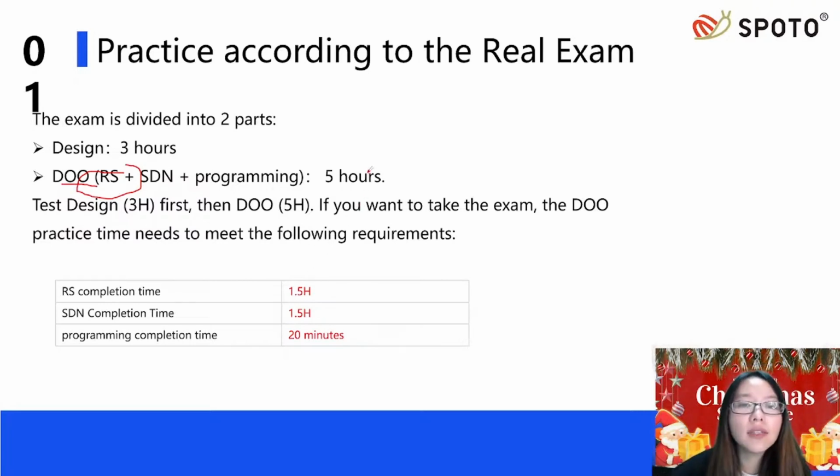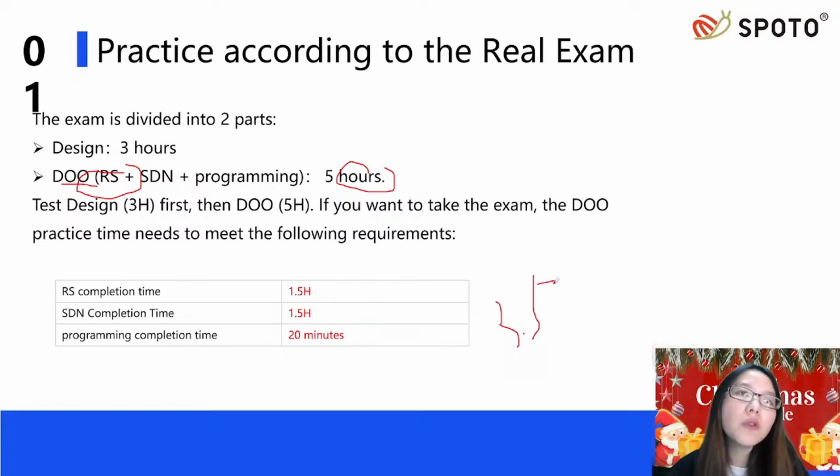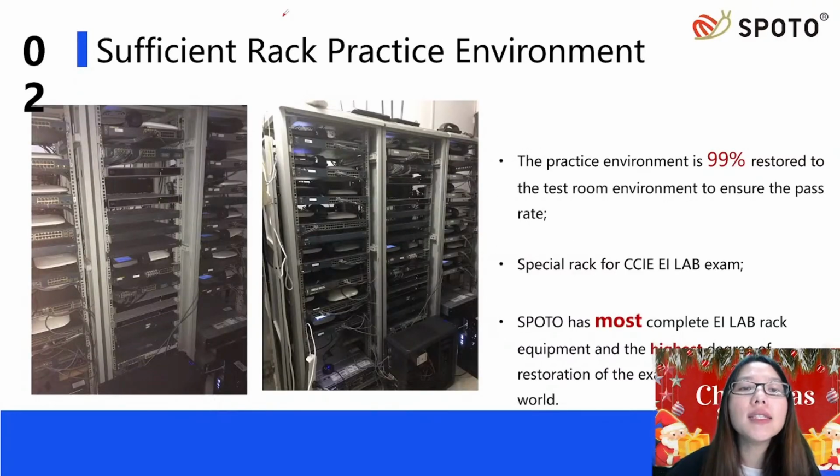So we know DOO has 5 hours, but if I were your CCIE tutor, I would suggest you complete DOO within 3.5 hours, because you will experience many difficulties in your exam. If you don't have enough time, or if you are not familiar with the CCIE EI lab solution, you will fail the exam.